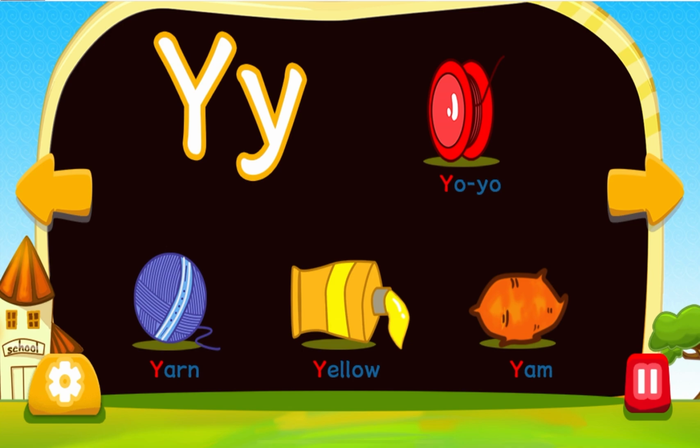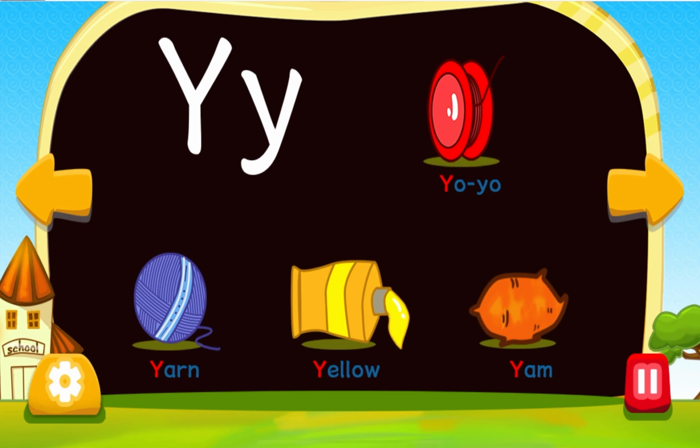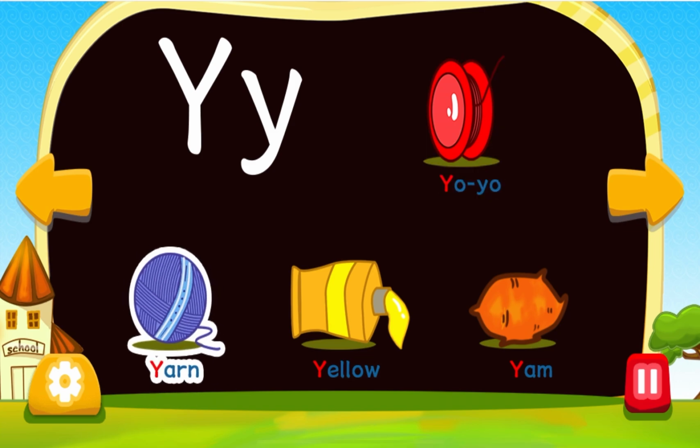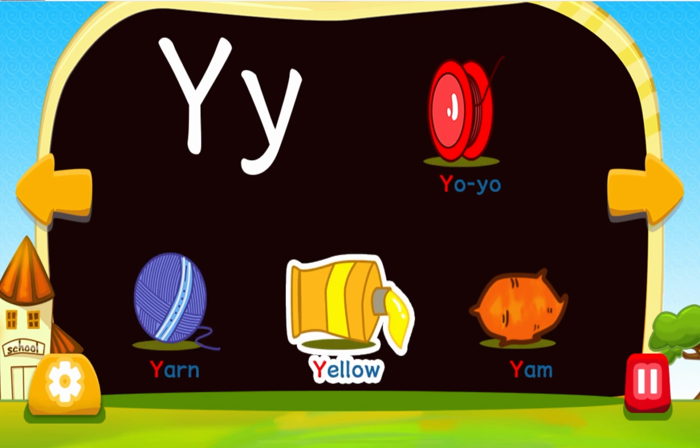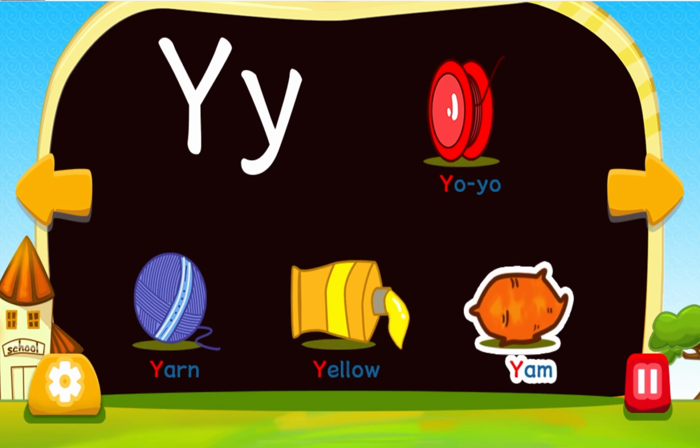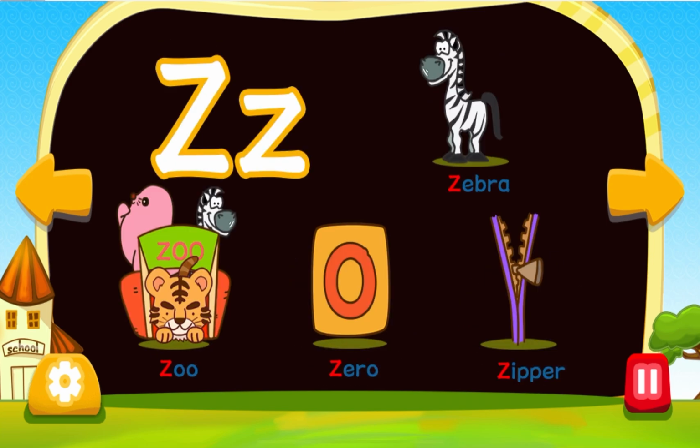This is the letter Y. Sound of the letter Y. Y. Point and say. Yo-yo. Yarn. Yellow. Yam.